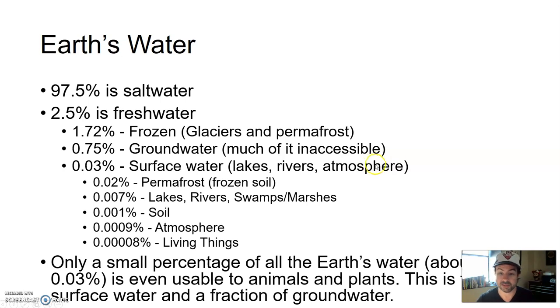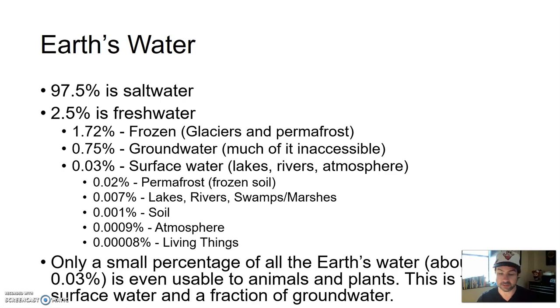So only a small percentage of Earth's water, about 0.03%, is even usable to animals and plants. This is from surface water and a fraction of groundwater. About 0.03% of all of Earth's water is the only water that's usable.